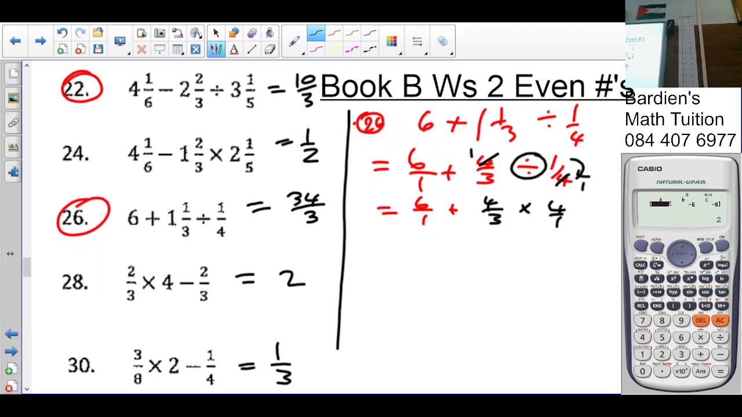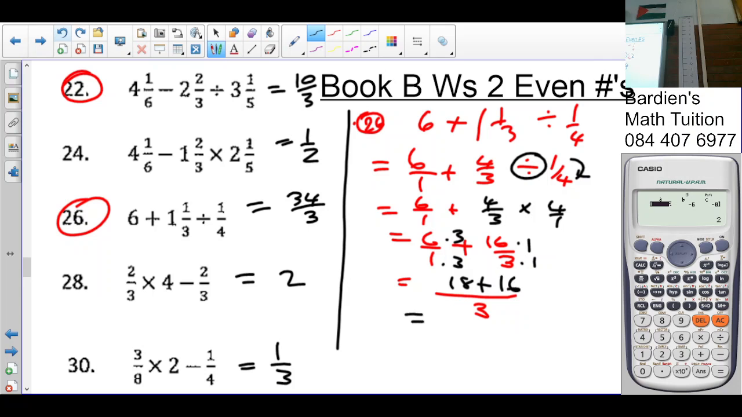But it's wrong. You must first change division to multiplication. That's the first thing you need to do. You understand? Nothing can cancel there now. So you're going to be 6 over 1 plus 4 times 4 is 16 over 3. What's my LCM here? 3. So you must multiply this by 3. Give me 18 plus 16. 18 plus 16 is 34 over 3.